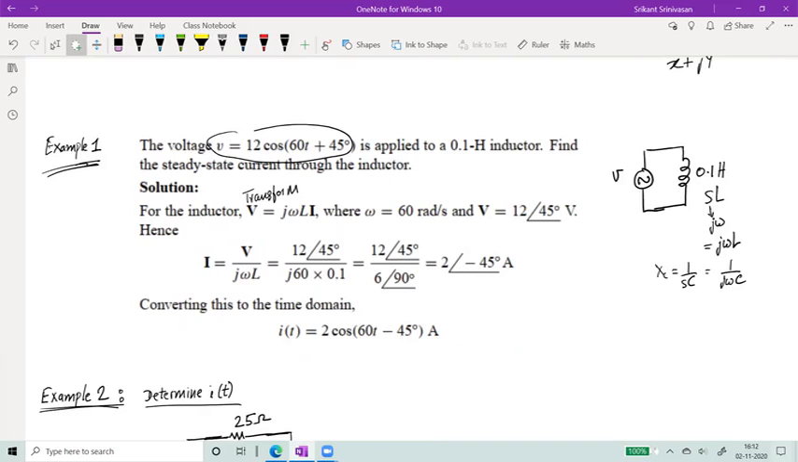Does this seem fair? Does it make sense? Yes. Why? Because we know that in an inductor, the current lags the voltage by 90 degrees, right? Because the inductor resists change in current. So the current lags the voltage. So if my voltage is given by plus 45, then I have to subtract 90 degrees and the answer is minus 45 degrees. So the phase difference makes sense and the magnitude is straightforward, division of the voltage by the impedance.